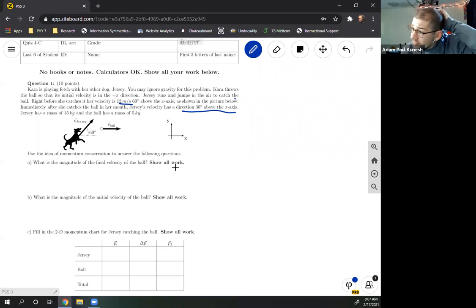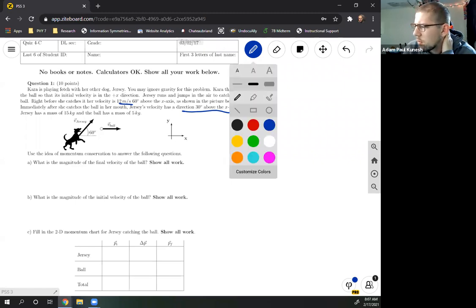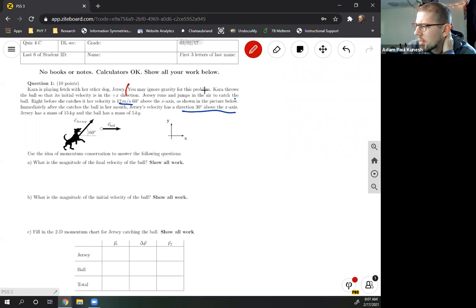All right. So the first thing I want to think about, because I know it can be a sticking point, is why can I neglect gravity? So we're on Earth, right? So there's still a gravitational force. The only reason they're letting me know that I can neglect gravity is because whatever process is happening here between Jersey and the ball is happening over a short time span.